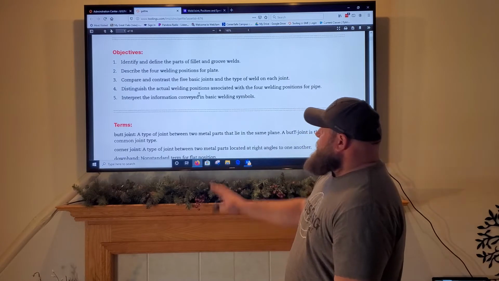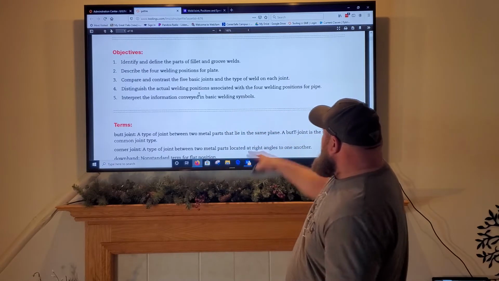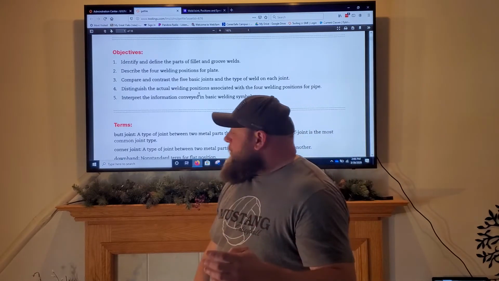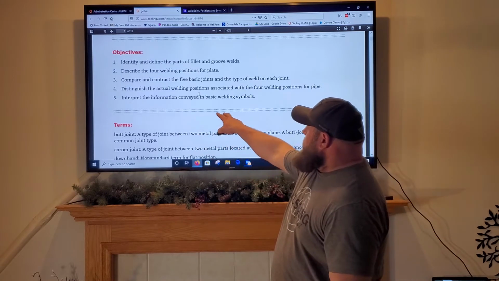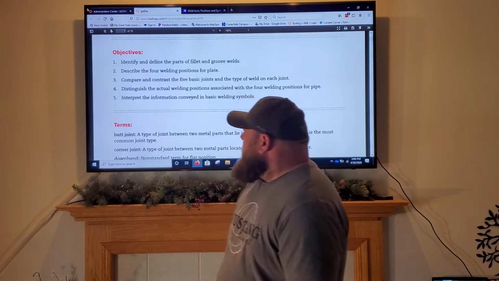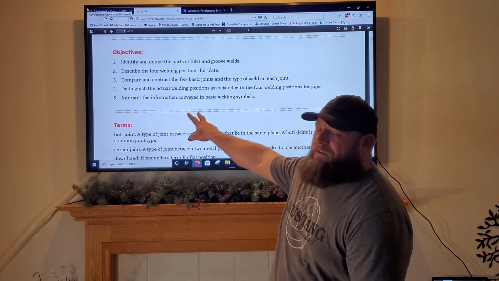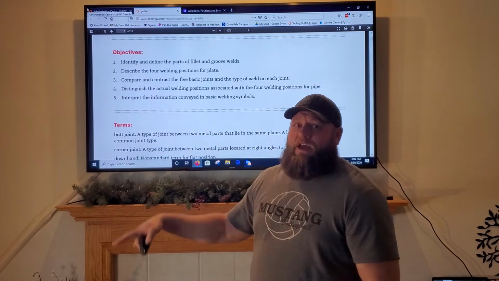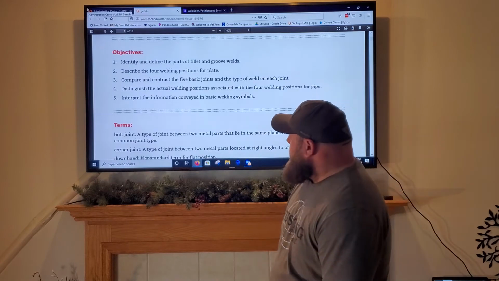Today we're going to talk about distinguishing the actual welding position associated with 4 positions for pipe and interpret the information conveyed in basic weld symbols. We might get to 5 today. I don't know. We might make this one a short video and save 5 for Wednesday.